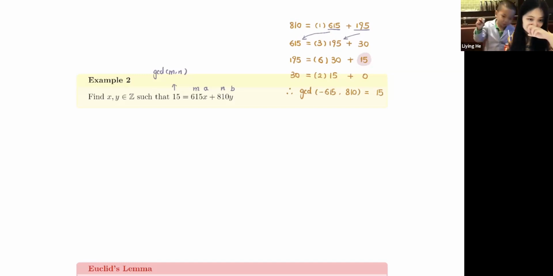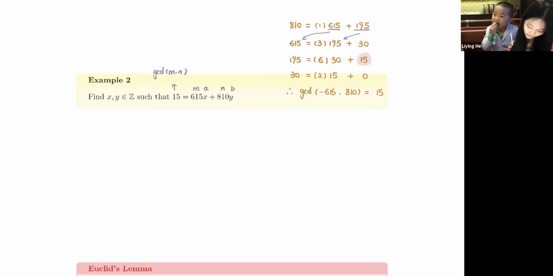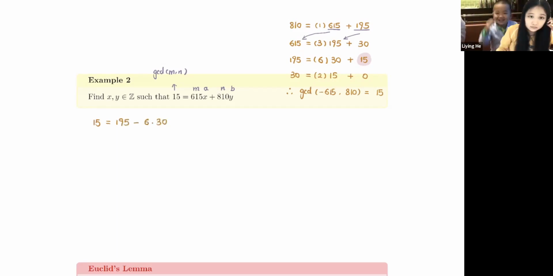So what you need to do is work backwards using this. What we want to do is start with 15. So I'm going to rearrange this equation. So we will have 15 equals 195 minus 6 times 30. Okay, so that's my first one.